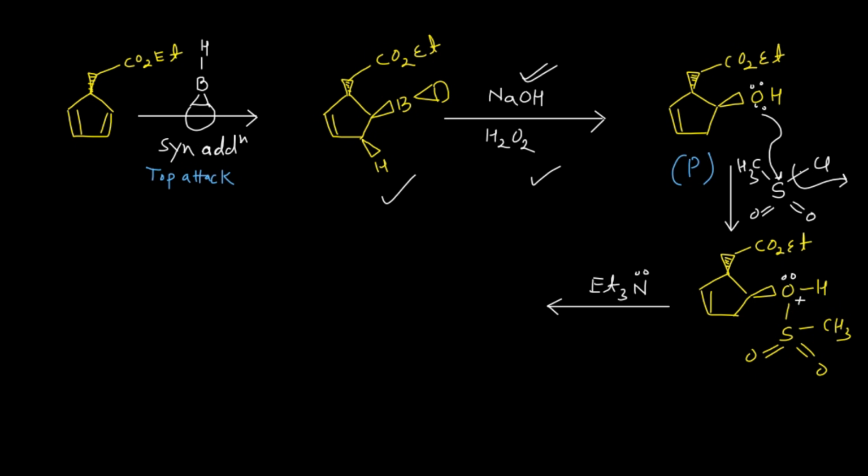That particular nitrogen will attack this particular hydrogen, and that bond will break and push the electron pair onto the oxygen atom, right? And you are having this byproduct. I am writing this byproduct like that, minus Et3NH, right? You can get this thing.